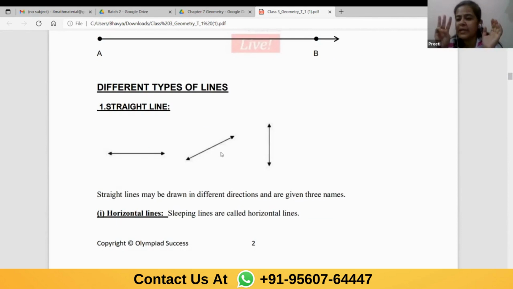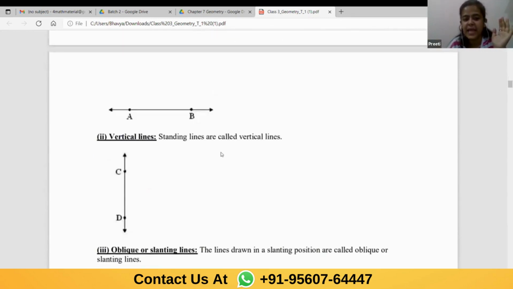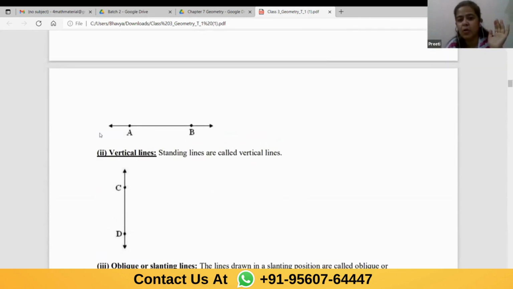Straight lines are of three types. Horizontal means sleeping line. Sleeping line or horizontal line, one and the same thing. Vertical line or standing line, one and the same thing. And see, this AB is sleeping line, or you can also say it as horizontal line. CT is vertical line, or you can also say it as standing line.